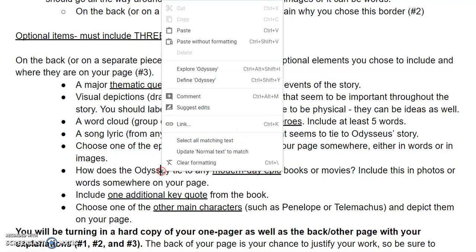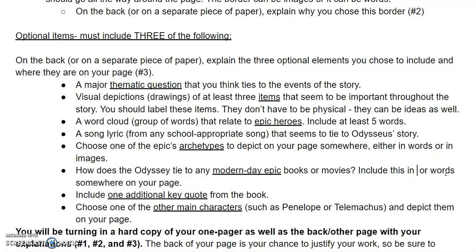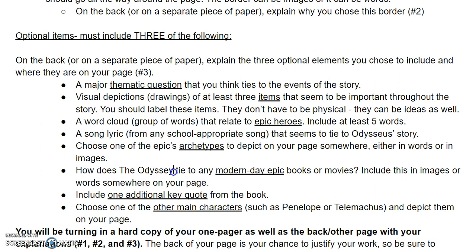You can explain, either in images or in words, how the Odyssey ties to any modern day epic, book or movie. So for example, one epic that is also a long journey is Lord of the Rings, as they're trying to get the ring all the way to Mordor. So you could draw Odysseus talking to Frodo, if you wanted to. That would technically count. Don't use that example, but you can tie it to any other epic that you can.